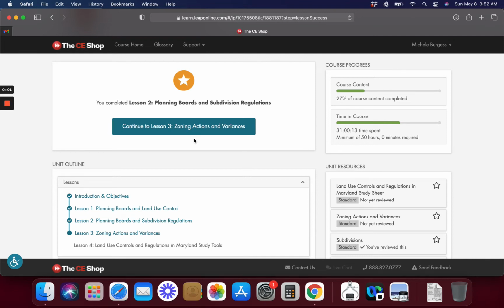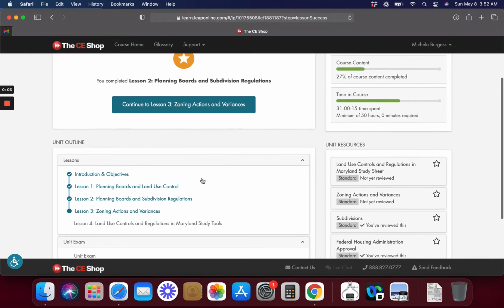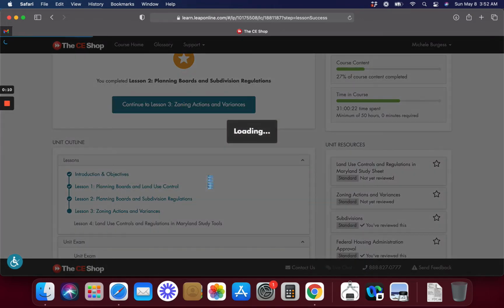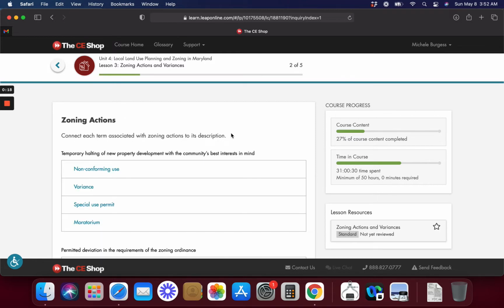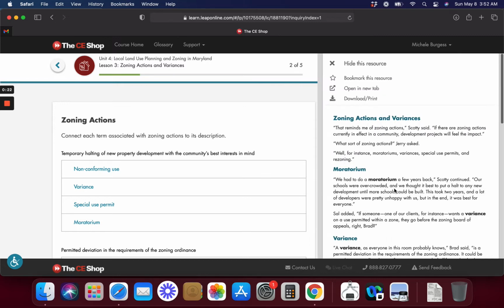Okay, we're going to continue here from our last lesson, our last two lessons. We're still on zoning and plan boards, and this is for any state in the United States, zoning actions and variances. So let's look at our zoning actions and variances.